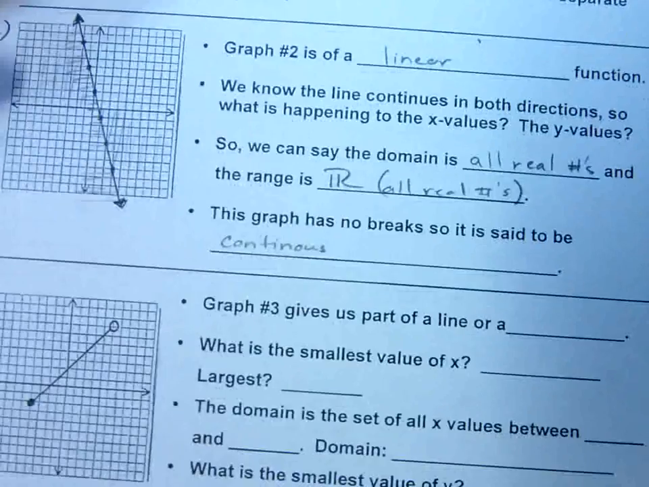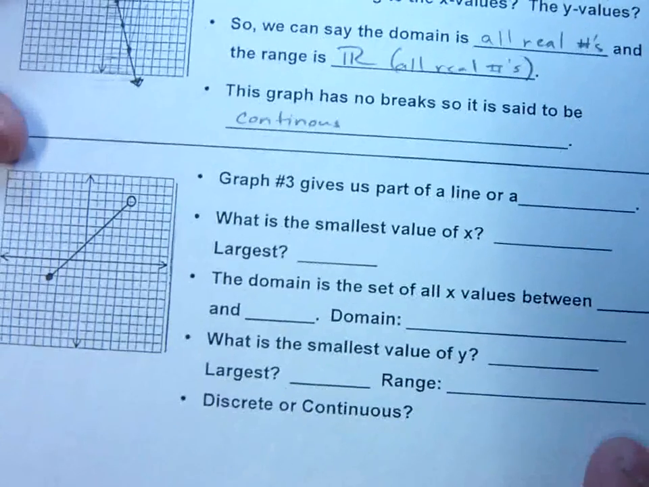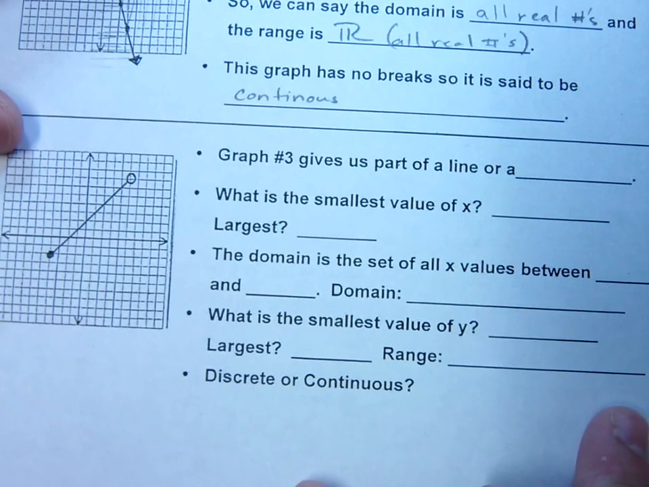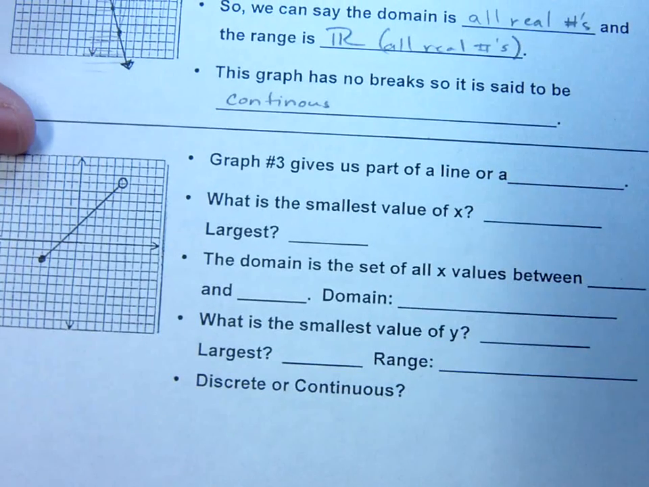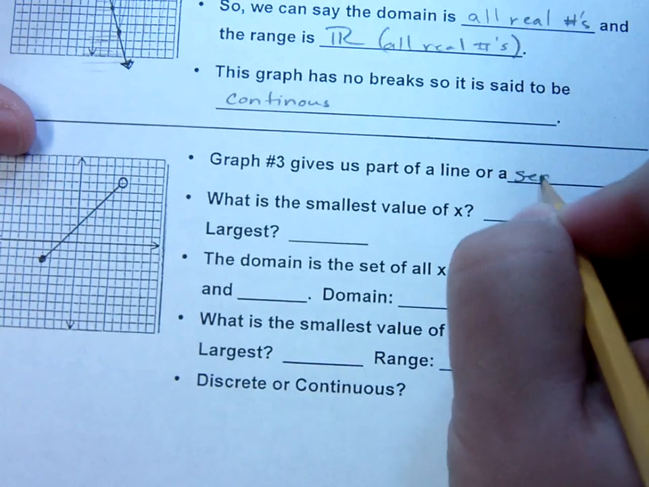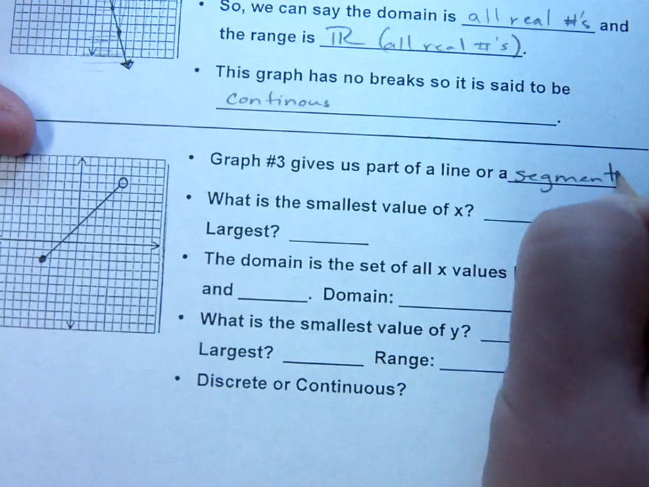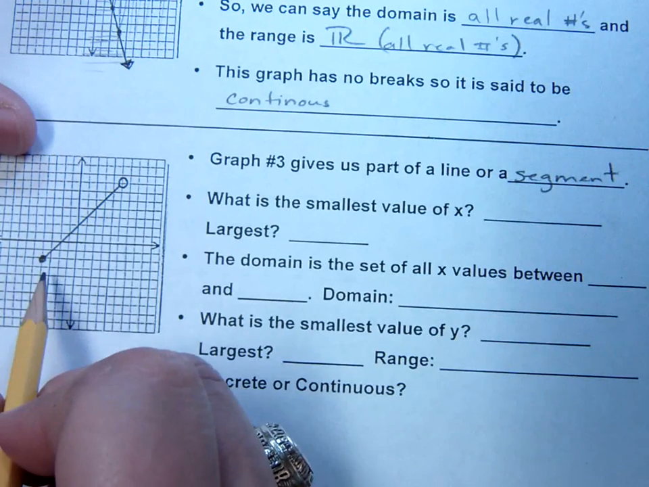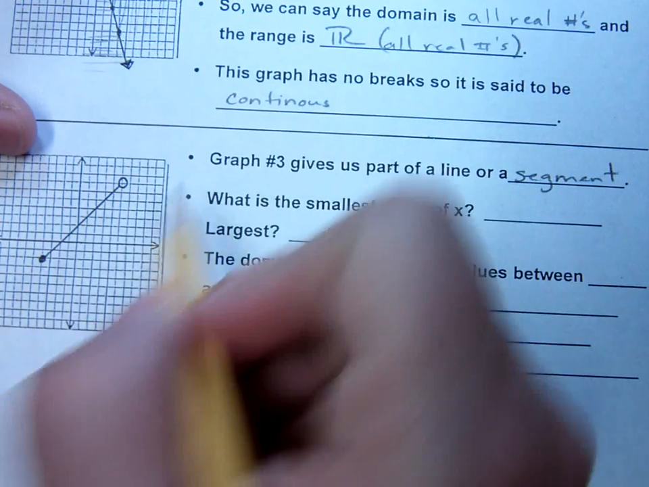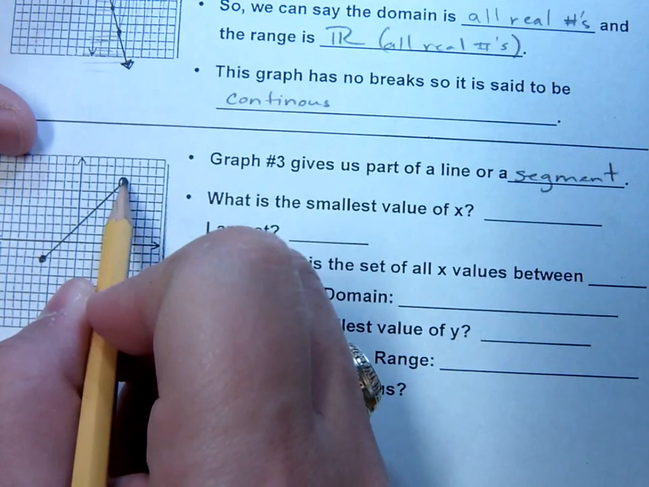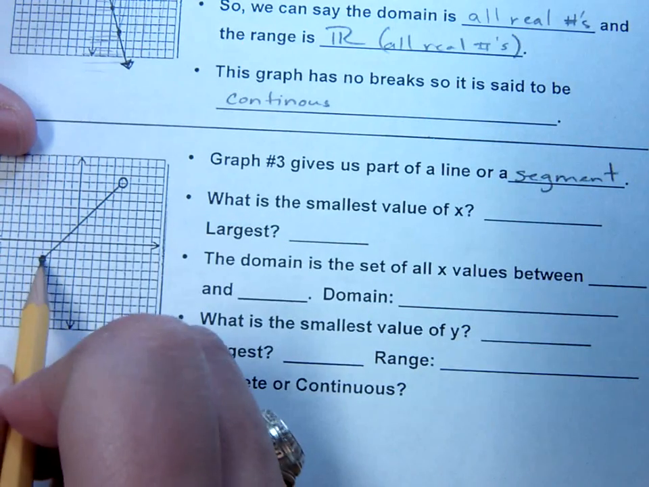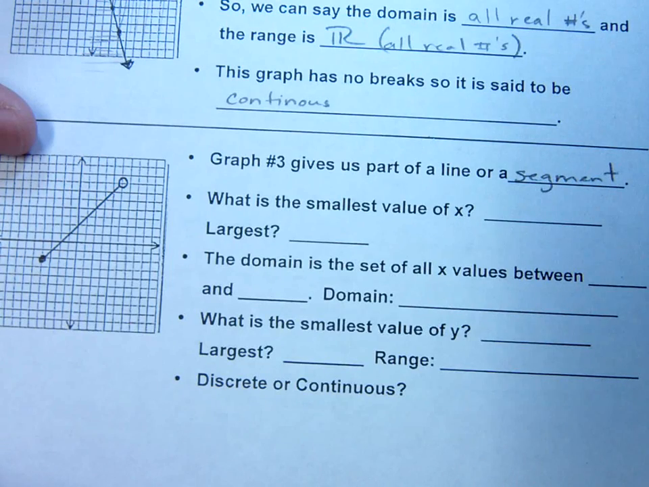All right, let's look at example 3. Graph 3 gives us part of a line, or a segment. We have not talked about this year, but you should have learned this in 8th grade. This is a segment because it's not continuous. It doesn't go on forever. It stops right here. It doesn't even include that point because that's an open circle. And it stops right here with that point included because it's a closed circle.